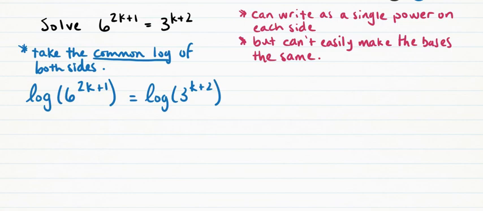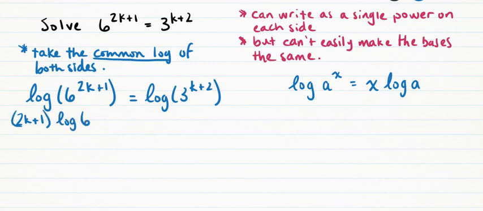Now we have a logarithm rule that tells us that we can bring the exponent down in front of the logarithm. So if you recall, if I have log of a to the x, I can rewrite that with the exponent multiplied in front, x times log a. I'm going to use that rule here. So I have (2k plus 1), make sure I put brackets around it, times log 6 if I bring down that exponent on the left. And on the right, I have (k plus 2) times log 3.